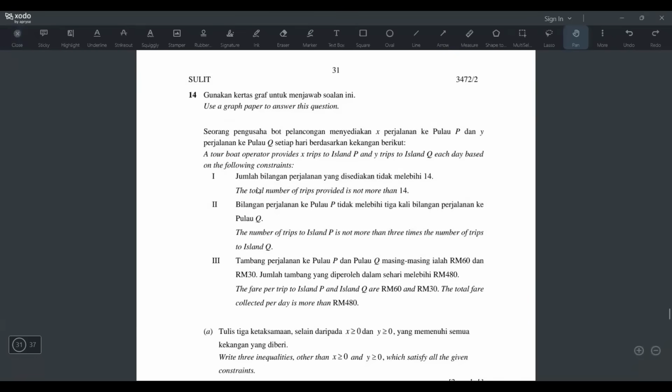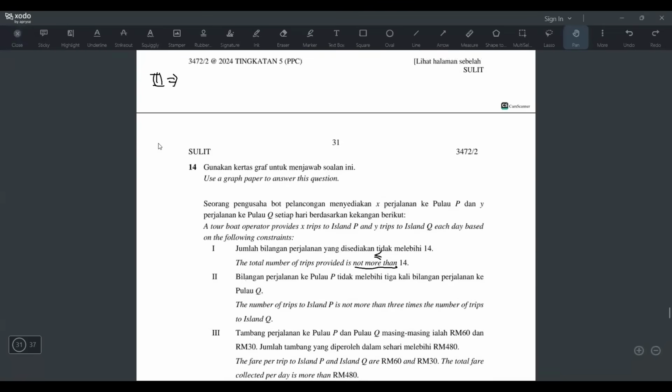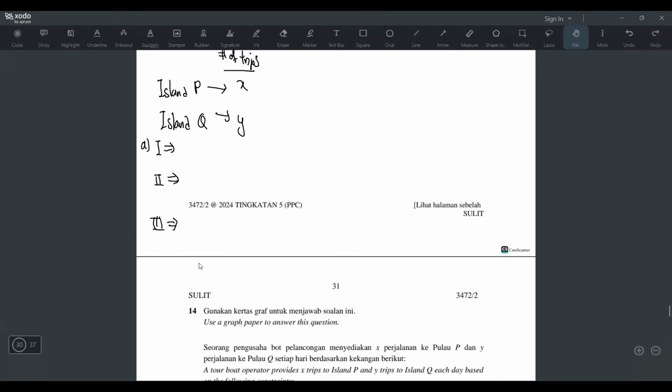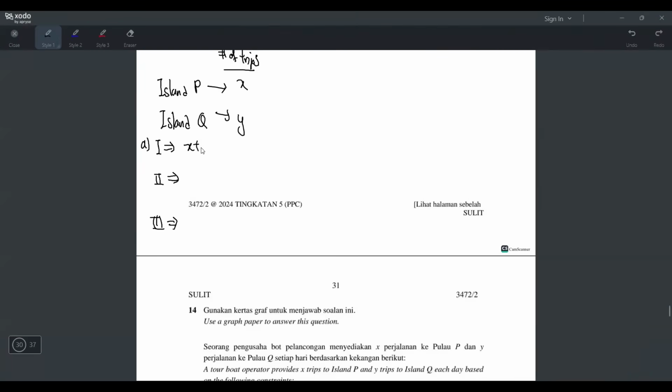So the first one says what? The total number of trips provided is not more than 14. Not more than means smaller or equals. And since they never say which island, it means total for both. So x plus y cannot be more than 14. So x plus y less than or equals 14. Right? Okay, that's the first one.